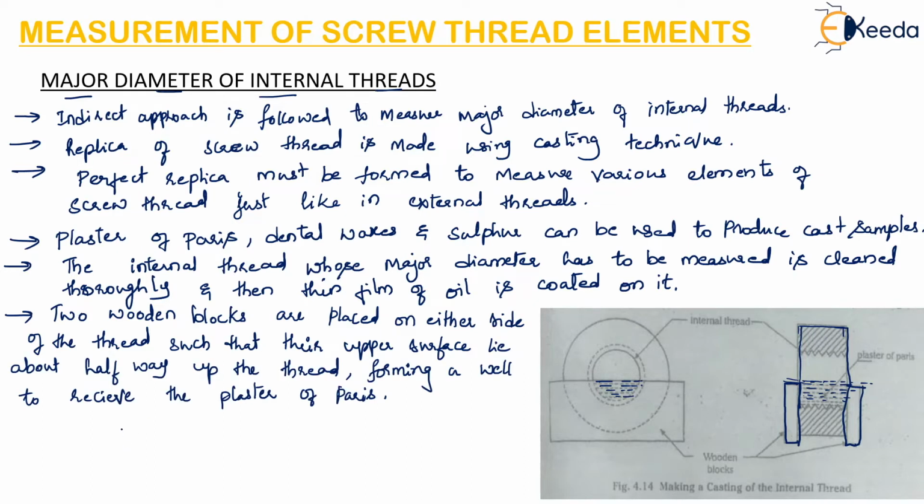The cast material plaster is then poured to a depth less than the radius of the thread. The depth up to which the casting material is poured will be less than that of the radius of the thread. Why do we have to pour this less than the radius of the thread? Because it will permit easy removal of the cast without screwing it out.